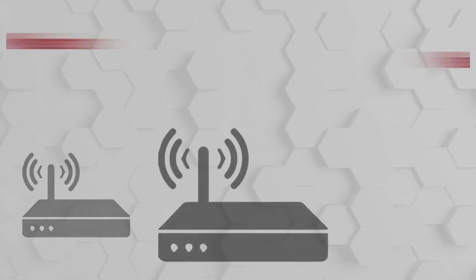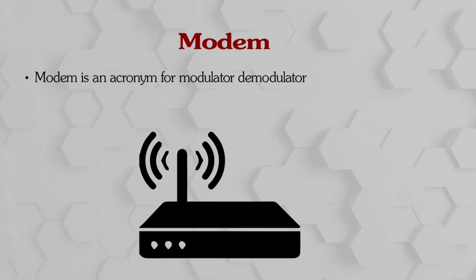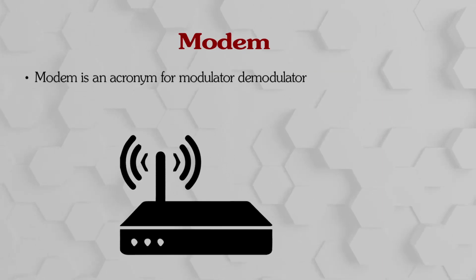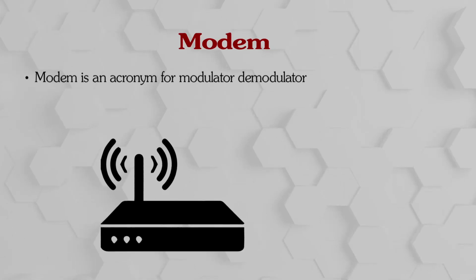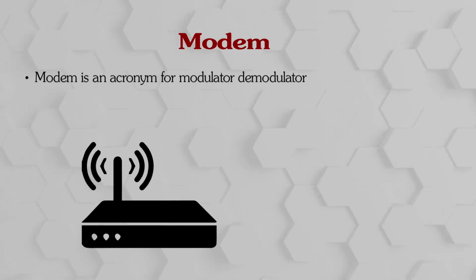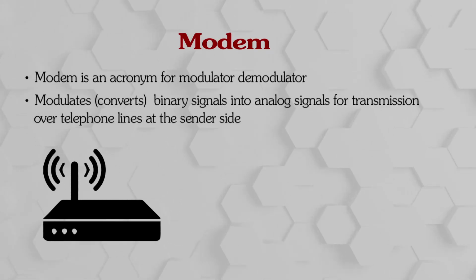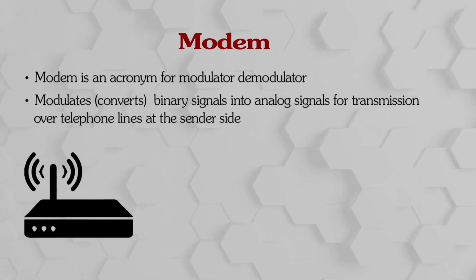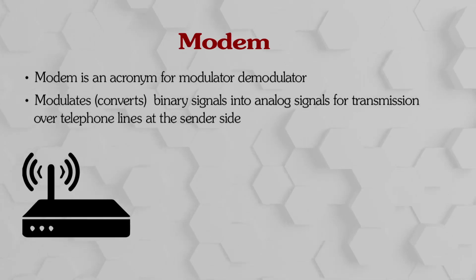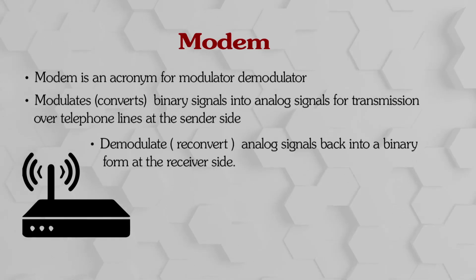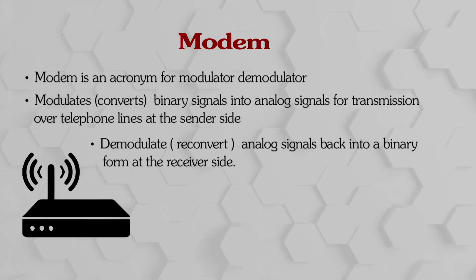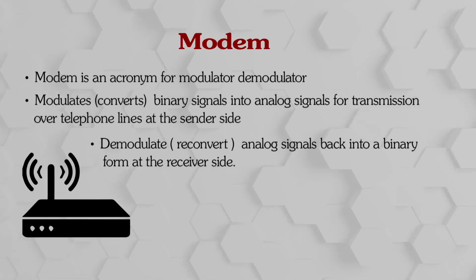What does modem stand for? Modem is an acronym for modulator and demodulator. So there are basically two kinds of functionality built into a modem. One is called the modulator and the second is called the demodulator. The modulator modulates or converts a binary signal into an analog signal for transmission over telephone lines at the sender side, whereas the demodulator demodulates or reconverts the analog signal back into a binary or digital form at the receiver side, because the system works only in digital form, but transmission takes place in a different form. So a modem basically does modulation and demodulation.